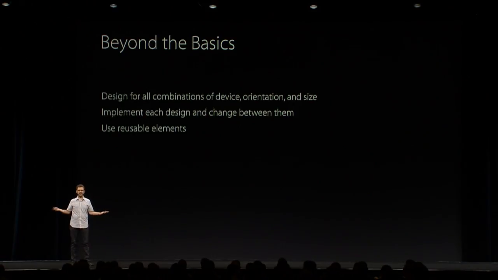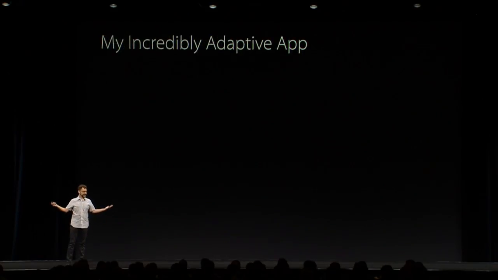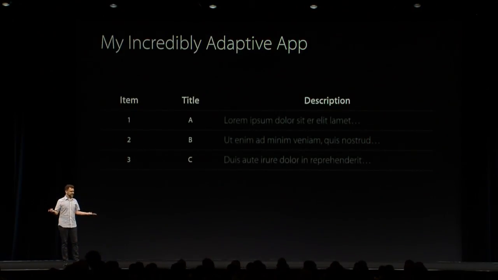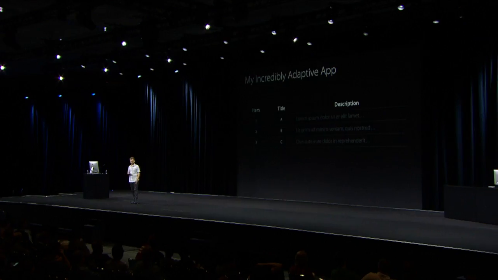And I'll do this in the context of an app. We'll build a real app here. I'll call my app My Incredibly Adaptive App. And fortunately, it's also incredibly simple. We've only got 3 things that we're going to show in this app. 3 items, each one has a title. Here they're just A, B, and C. And then there's a longer piece of text, a description that goes with each one. So even though this app is very simple, I'm going to use techniques that you can use in your much more complicated and bigger apps.